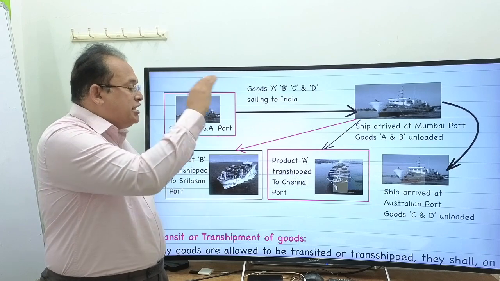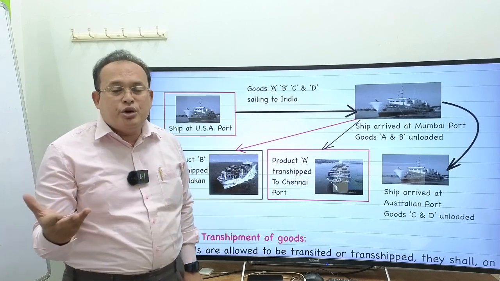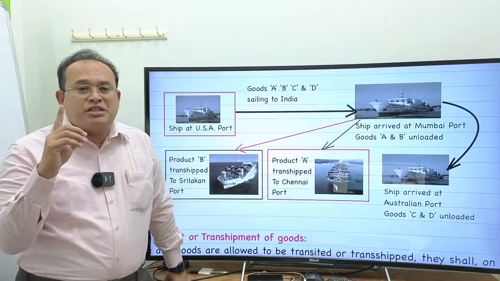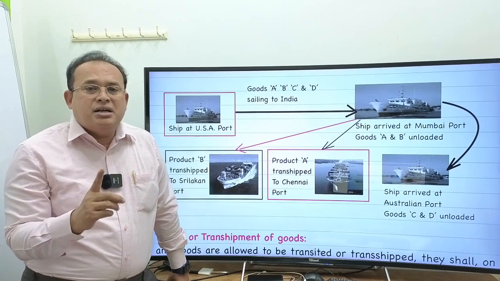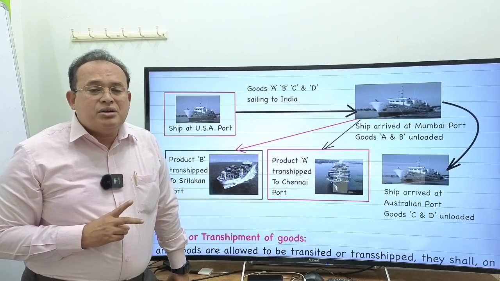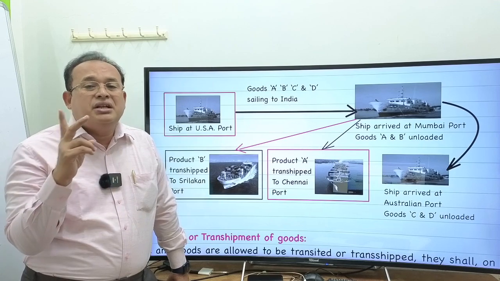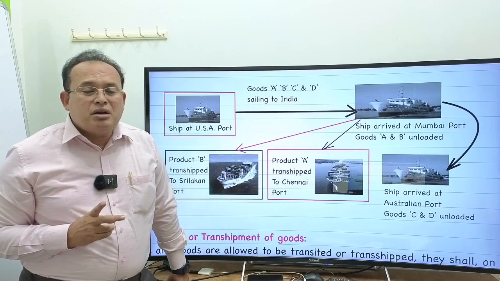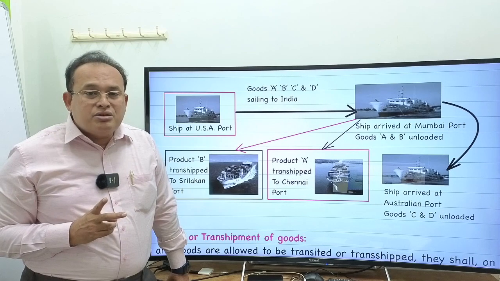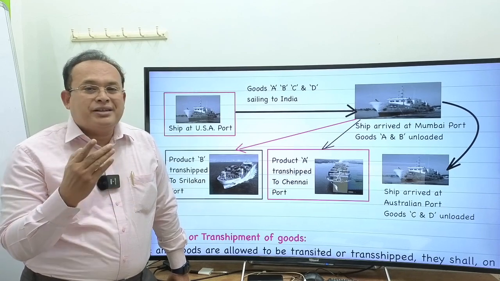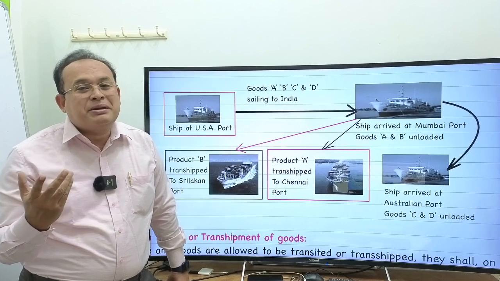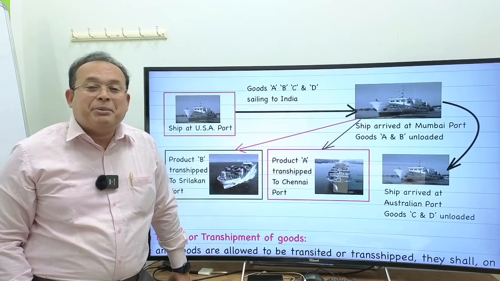So from this entire story, there may be a question coming. Answer to question number 1: What are the transit goods in India? C and D. What are the transshipment goods? A and B. What are the imported goods in India? Only product A. Each one 2 marks, 6 marks. I can prepare the question like this if I am the paper setter.